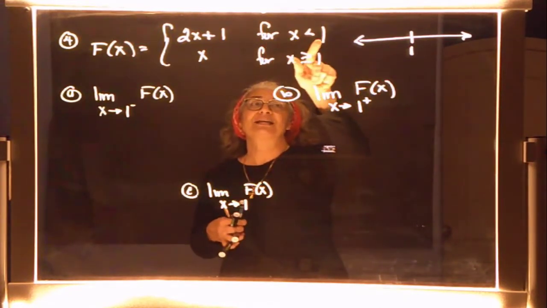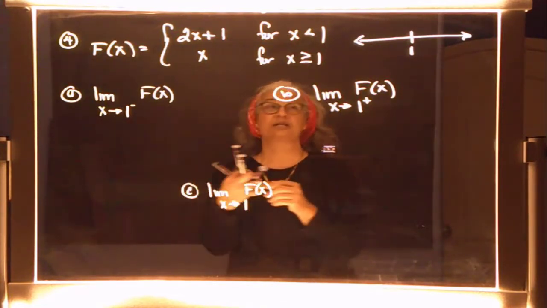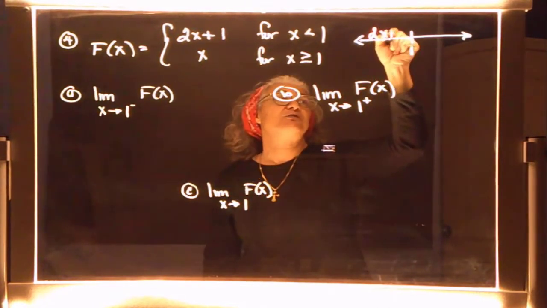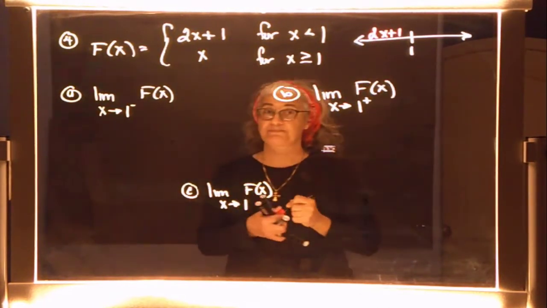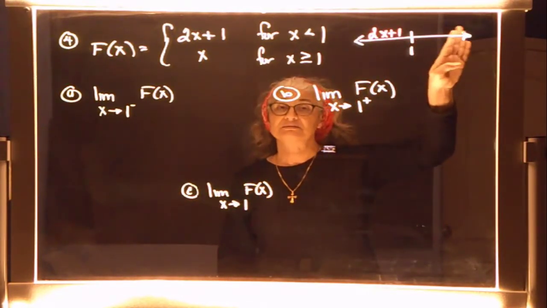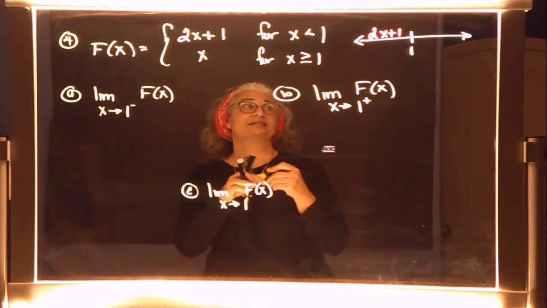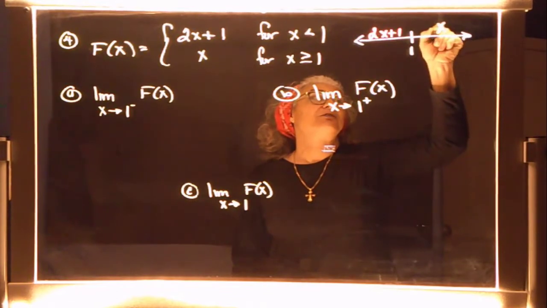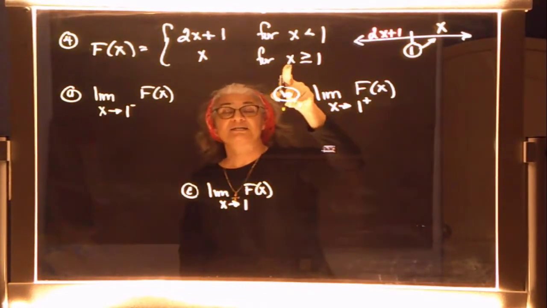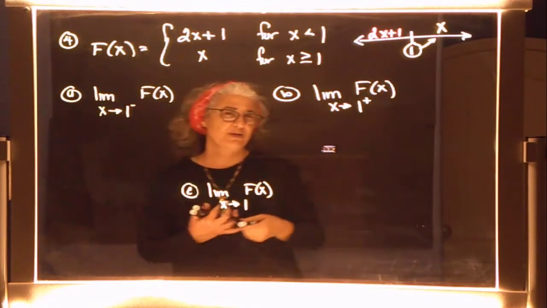For x less than 1, that's all those numbers to the left of it, agreed? My function is the 2x plus 1 function that I'm allowed to use. And all those numbers to the right of the 1, that's this function, isn't it? That is the x function. And by the way, the x function allows me to actually use the 1, because x is equal to 1 down here. Cool? With me?